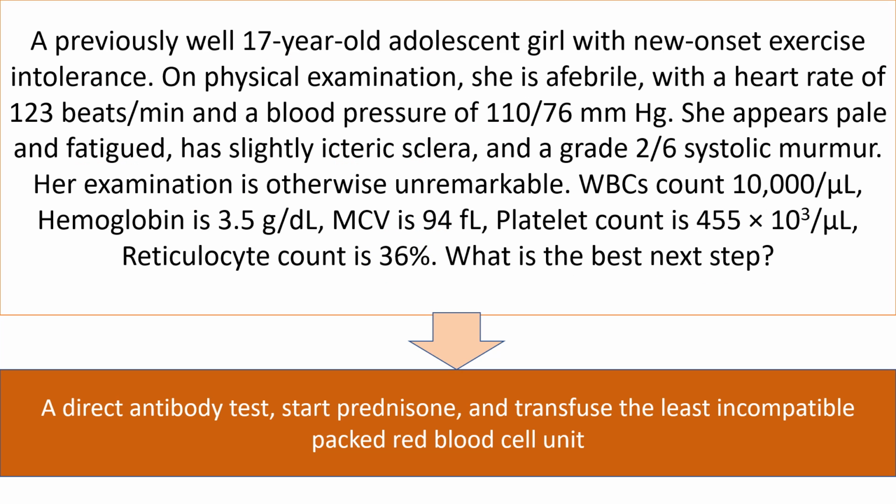The most likely cause of her anemia is autoimmune hemolytic anemia. So it is very important to immediately test the patient with direct antibody test, start prednisone, and transfuse the least incompatible packed red blood cell unit.